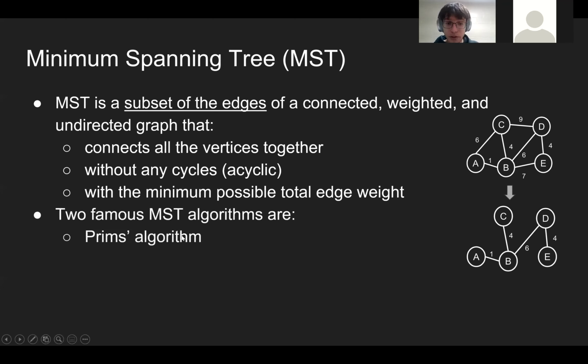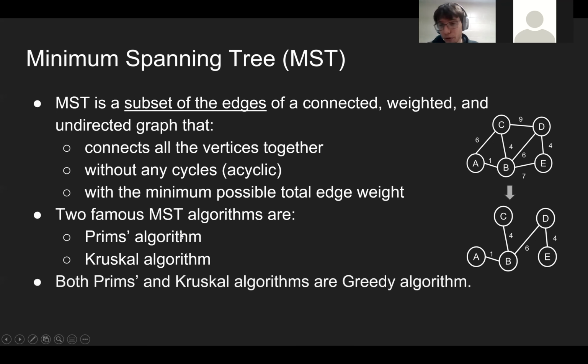And the 2 famous MST algorithms are Prim's and Kruskal's. The union find we saw a second ago, that's Kruskal's, and that's why we're skipping over it for now, because we're going to do Prim's first. Both of them are greedy.